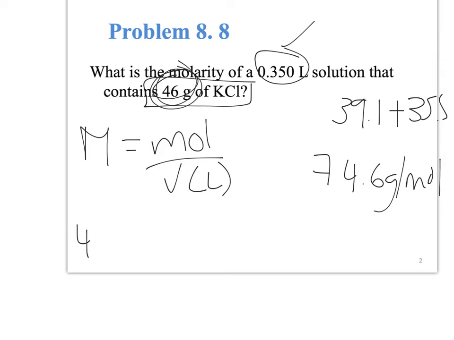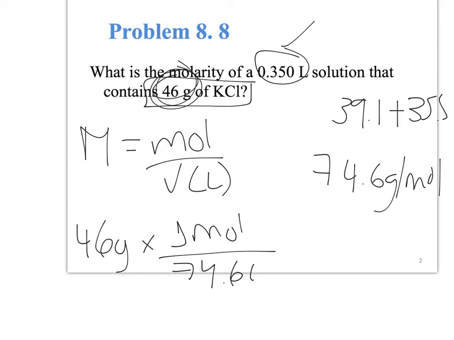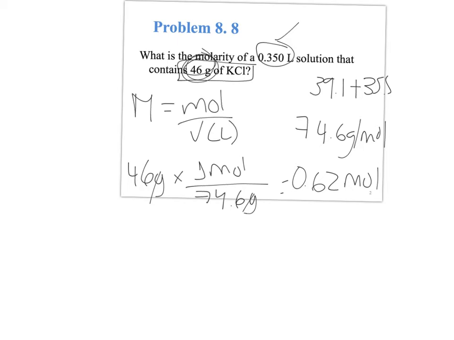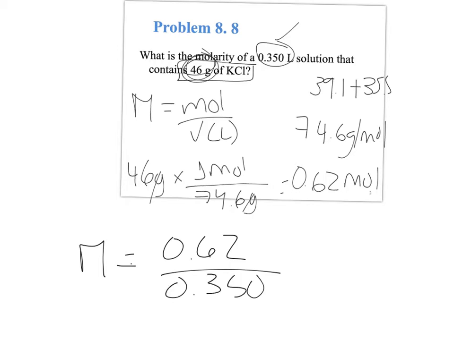We have done this before. Let's take 46 grams converted to mole. 1 mole, 74.6 grams. This cancels out, and we have 0.62 mole. The next step is easy. We just have to substitute that in the equation for molarity. Molarity will be the moles we just calculated, 0.62, over the volume in liters given by the problem. So the molarity of the solution is 1.76 molar.